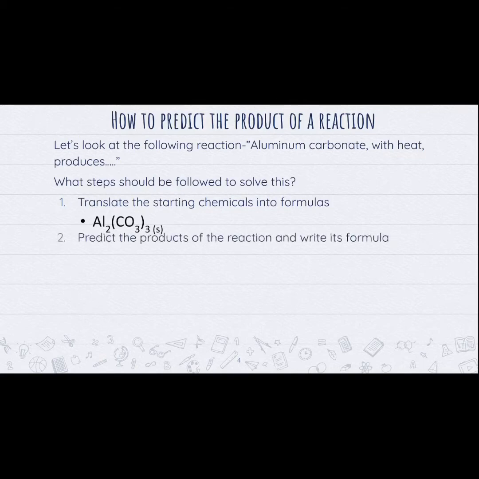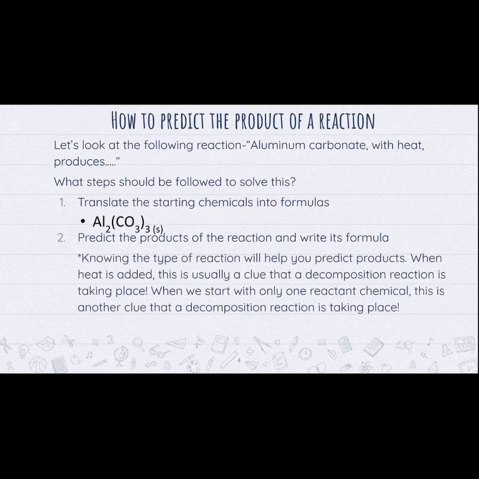So there's one of my starting compounds. Predict the products of the reaction and write its formula. Knowing the type of reaction is going to help you predict your products a lot. So if heat's added, if it says with heat, it's usually a decomposition reaction. When we start with only one reactant, like in this case, we have aluminum carbonate, there's only one reactant. That's another clue that it's a decomposition. So if I'm starting with one thing and then it reacts and breaks into smaller pieces, that's going to be a decomposition reaction.